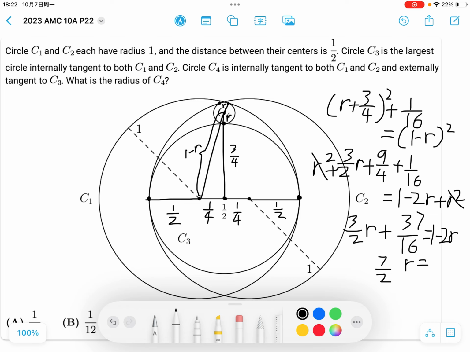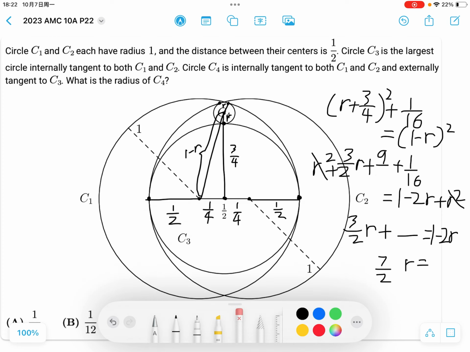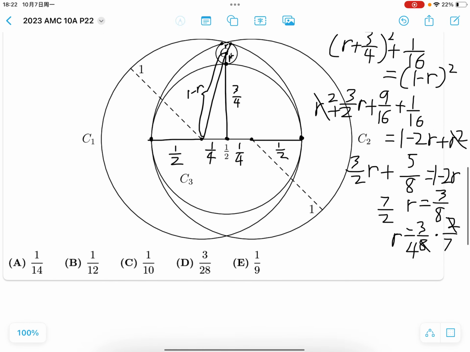something is wrong over here. So essentially, this is not 9/4, this is 9/16. So this is 9/16, meaning that this is actually just 10/16, or 5/8. So 7/2R is 1 minus 5/8, or 3/8, meaning that R is 3/8 times 2 over 7. So the 2 and 8 cancel out, and we have R is 3 over 28, or D.